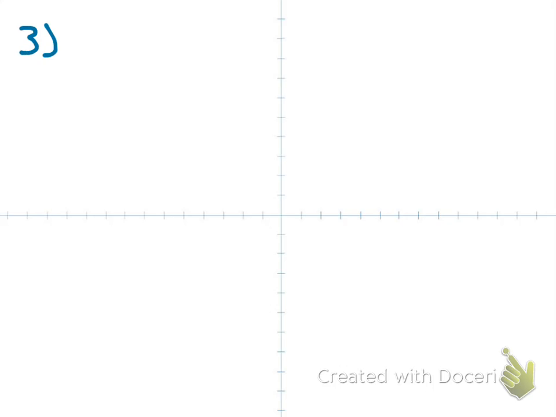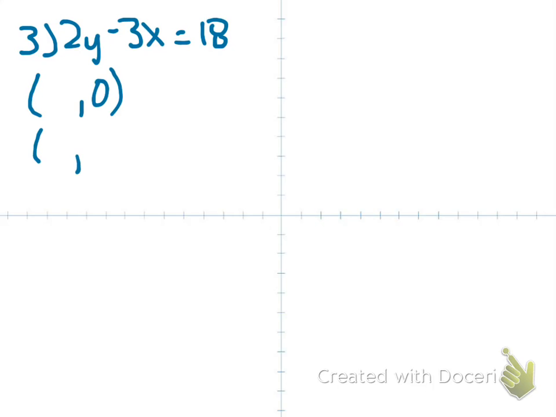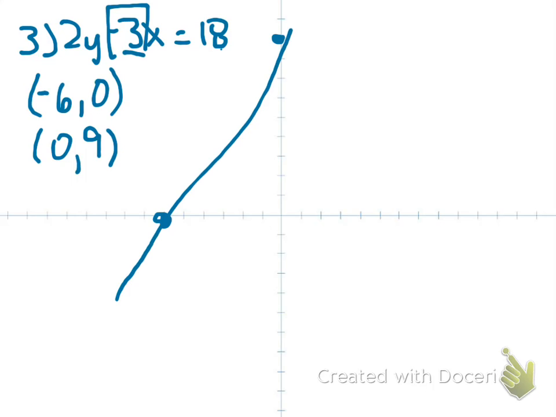Okay, number 3, I'll do it in blue now. 2y minus 3x equals 18. Notice that the 2 is the y, and the x is negative 3. So when I divide these, 18 divided by negative 3, because that's the number in front of the x, is negative 6. 18 divided by 2 is 9. So here I'm going 1, 2, 3, 4, 5, 6 and 1 through 9. Not a very well-drawn line, but you get the idea.